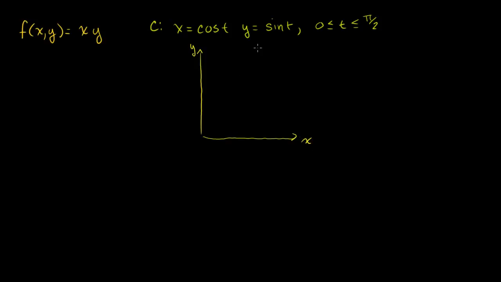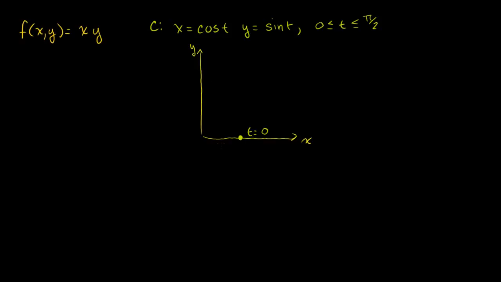So when t is equal to 0, x is going to be equal to cosine of 0. Cosine of 0 is 1. y is going to be equal to sine of 0, which is 0. So at t equal to 0, we're going to be at x is equal to 1, and y is 0. So we're going to be right there. That's at t is equal to 0.